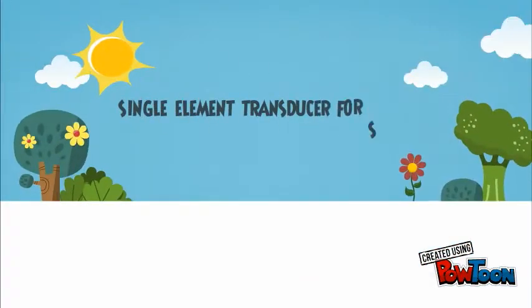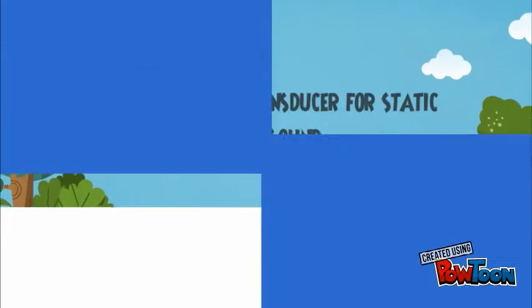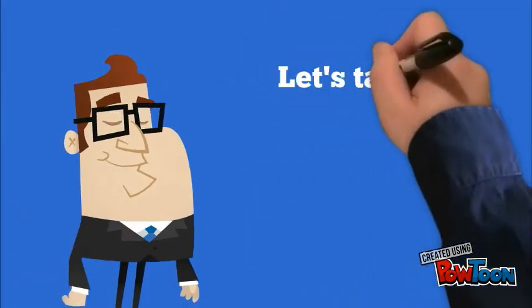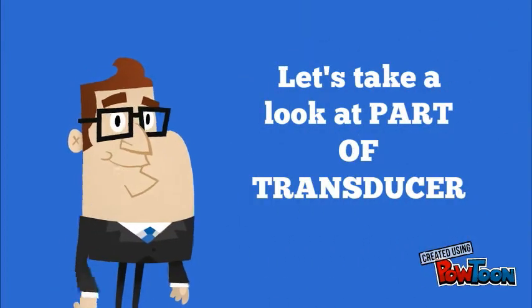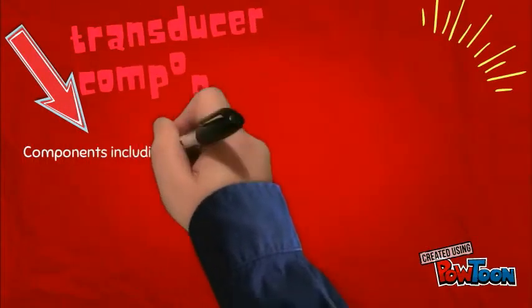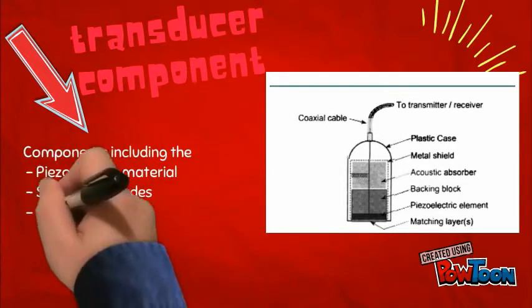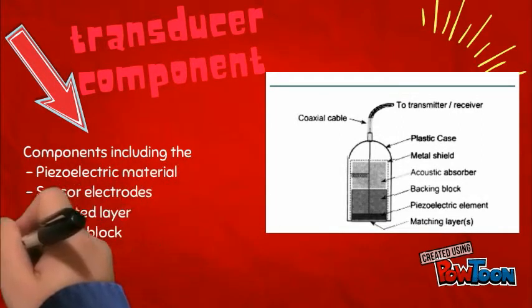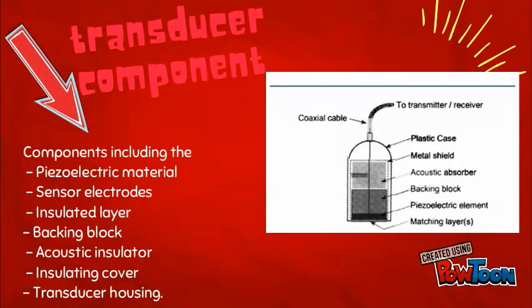Single element transducer for static ultrasound. Before we go further, let's take a look at the parts of a transducer. There are several components in the transducer. First, piezoelectric material, sensor electrode, isolated layer, backing block, acoustic insulator, insulating cover, and transducer housing.